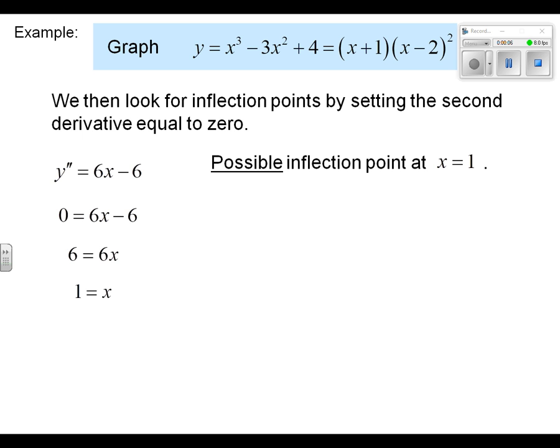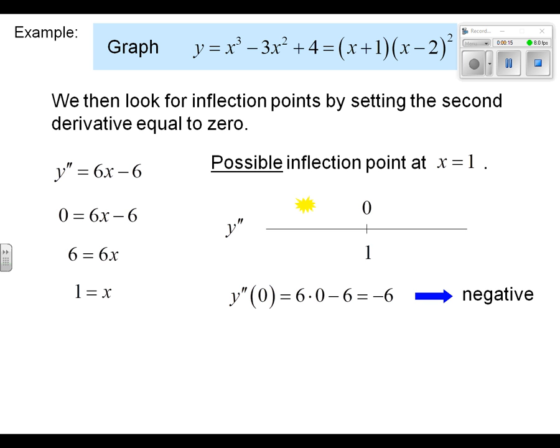All right, so the possible inflection point. That's what we need to investigate. We're looking at it, and we want to check and make sure, again, to the left it's one thing, and to the right it's the other, like we did before. So negative to the left and positive to the right means that it is an inflection.